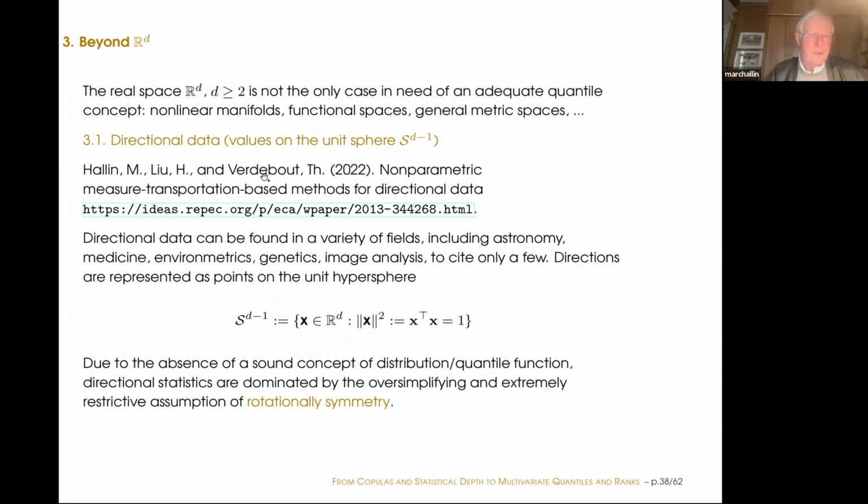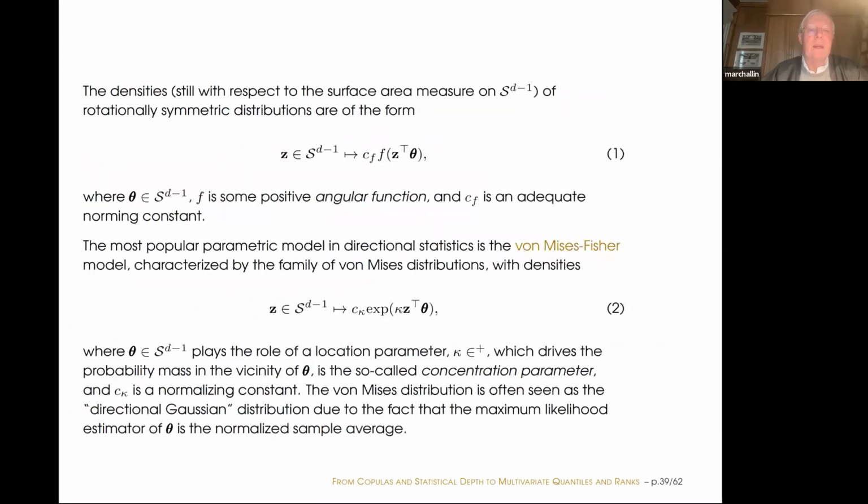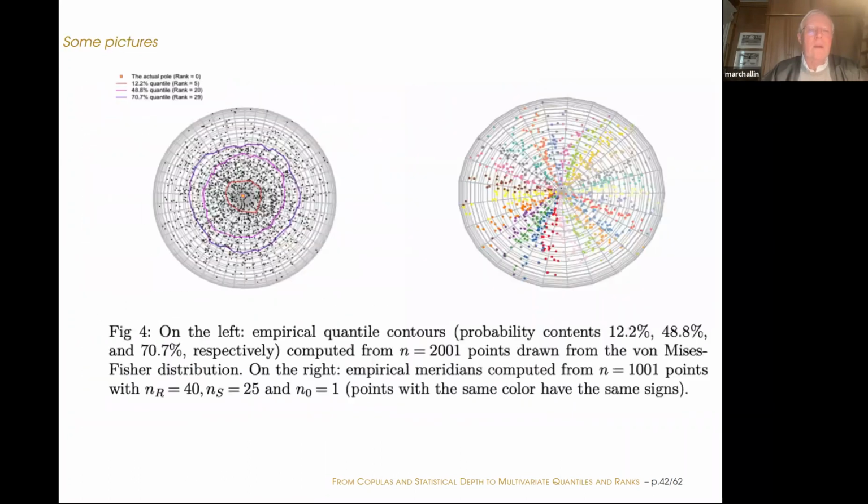Yes, I will. It's also possible to extend this to other situations than R^d, such as directional data, which take values on hyperspheres, or any other compact manifold, such as a torus. Here I'm skipping details. Here are pictures of what we can do over the sphere. So for directional data, we also can define quantile regions and quantile contours and signs and ranks over the sphere.